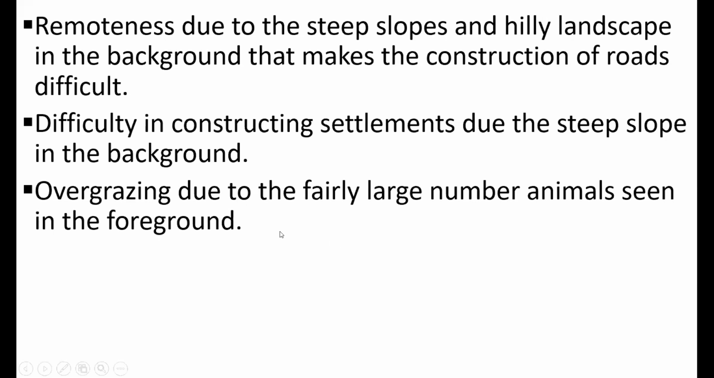That could also be the reason why they could have introduced paddocking. Paddocking is done to ensure rotational grazing. So the problem could also be overgrazing. The animals there are quite many, as we see there.